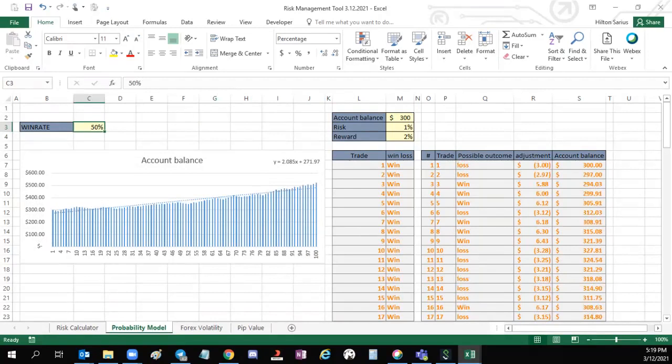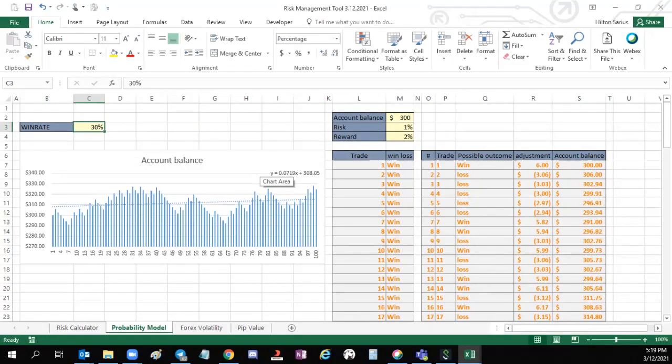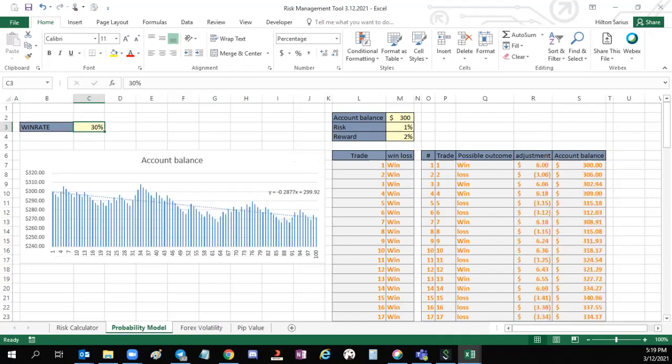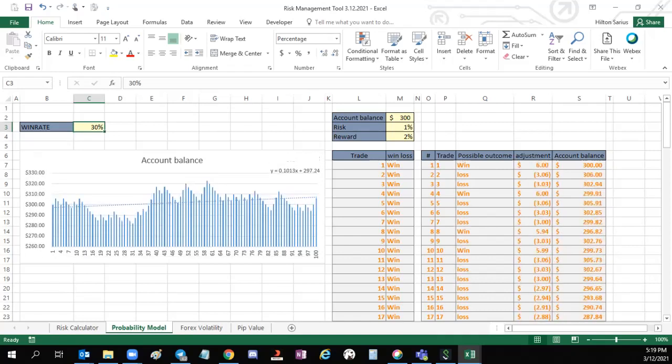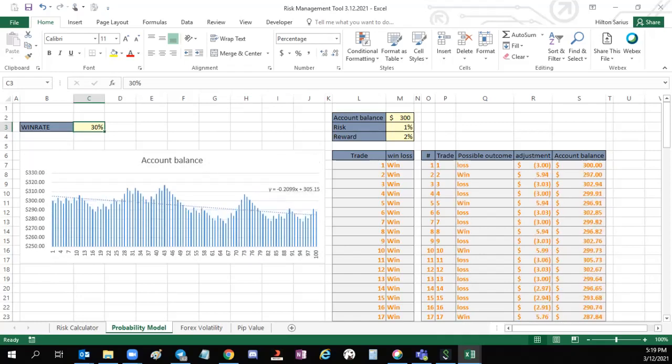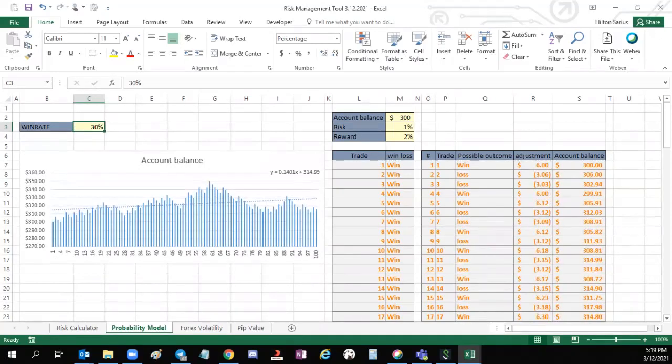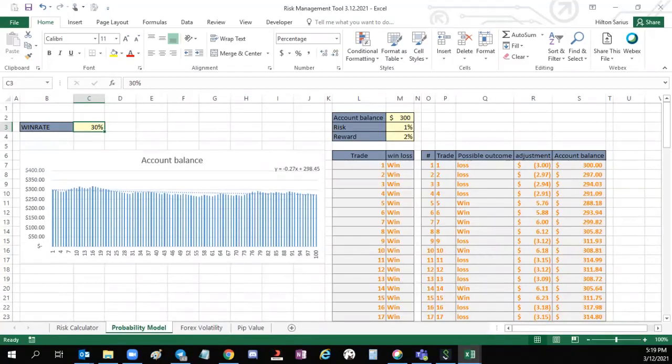Right, if you had, let's say, a 30% win rate, you're winning 30% of your trades. Then this is the probability. And this graph shows whether your account balance is going to go up or go down. So in this case, it's going down. So it is still possible that with a 30% win rate at a 1 to 2 risk to reward, you could still be in profit. It's possible, right? But is it probable? It's not, the probability is not in your favor.